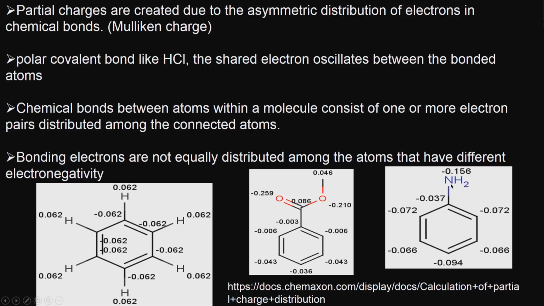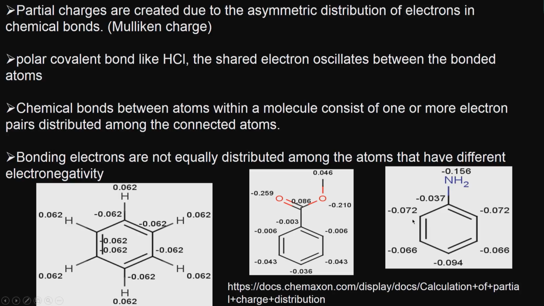Look at this NH2. Okay. So we have a benzene connected with the NH2 here. So nitrogen minus 0.156, and again all these carbons on the benzene ring, and again as you can see it is not same, unlike here, because of the NH2 group. Okay. These carbons have different charges.